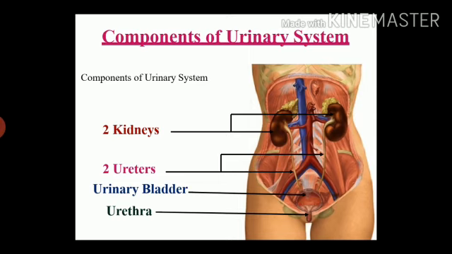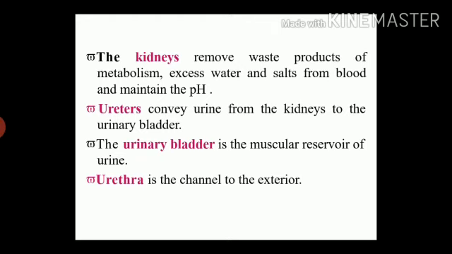What are the components involved in the urinary system? So basically two kidneys, one pair of kidneys, one pair of ureters, one urinary bladder and one urethra. So what are the roles of these organs? Kidney removes waste products of metabolism, excess water and salts from the blood, and it also helps in maintaining the pH of the body.